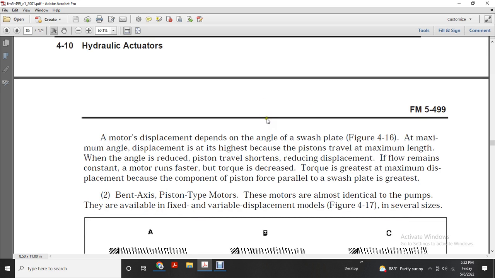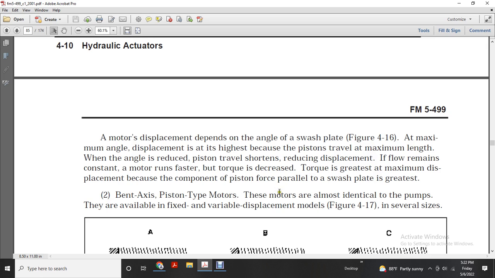Motor displacement depends on the angle of the swash plate. Figure 416: at the maximum angle, displacement is high because the piston travels the maximum length, but as the angle decreases, the piston stroke shortens, reducing displacement, and flow remains constant. The motor runs faster and the torque is decreased. The torque is greatest at maximum displacement because the component of the piston forces parallel to the swash plate is greatest.